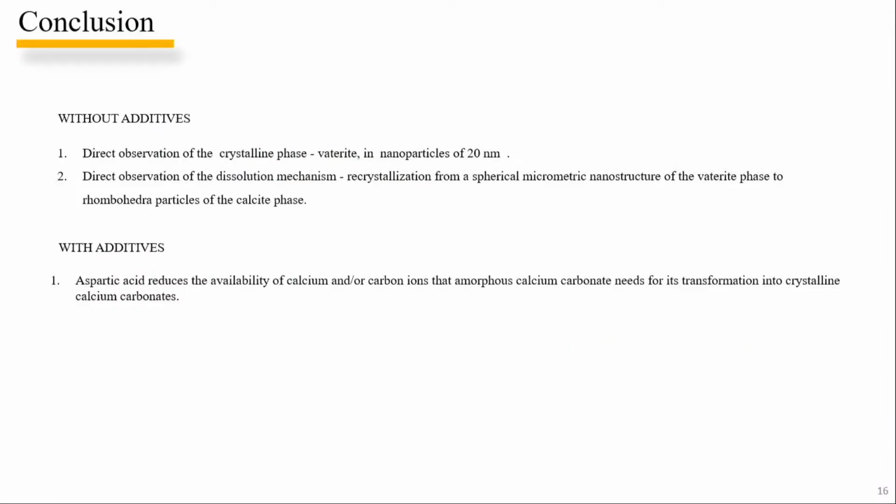Conclusion: direct observation of the crystalline phase nucleated in nanoparticles of 20 nanometers, direct observation of the dissolution and recrystallization mechanism from a spherical micrometric nanostructure of the nucleated phase to rhombohedral particles of the calcium phase. When additives, such as polyacrylic acid, reduce the availability of calcium or carbonate ions, the amorphous calcium carbonate needs more time for its transformation into crystalline calcium carbonate.